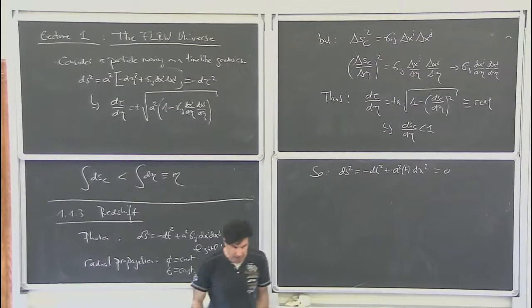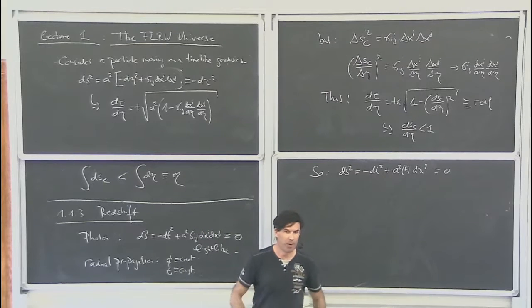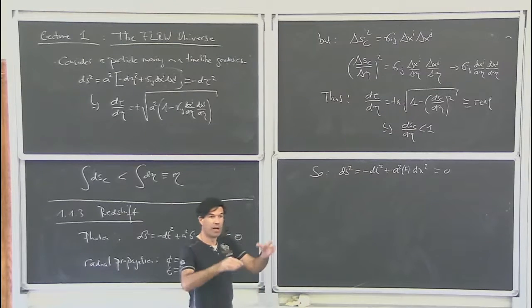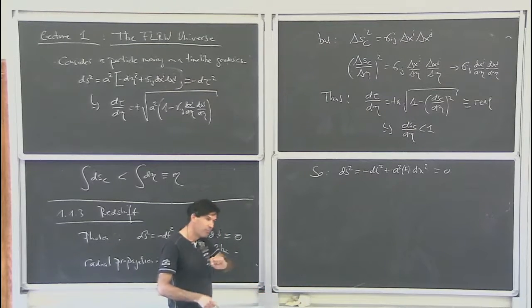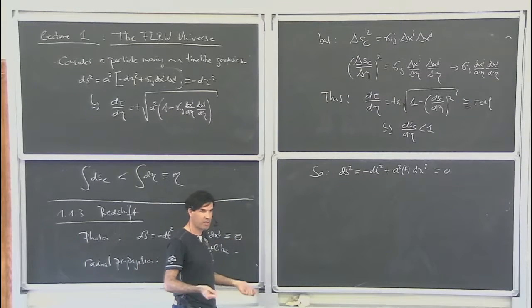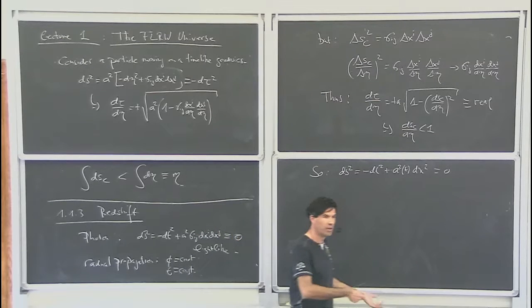Now, we want to write down an equation of motion for the propagation of this photon. And the way we do it is, we write down the Lagrangian for this photon propagating in this expanding universe. And then from this Lagrangian, we're going to get the Euler-Lagrange equations.